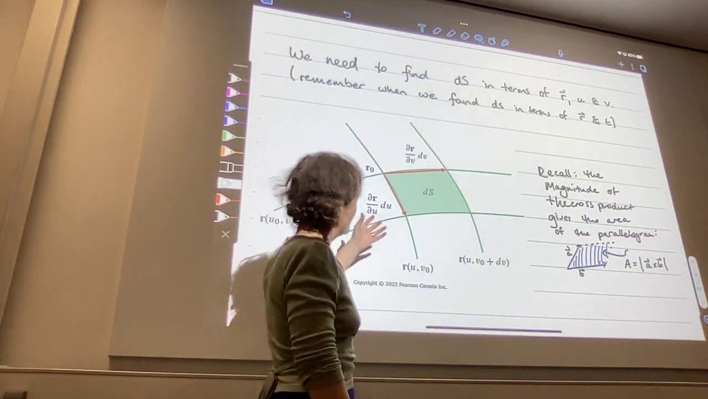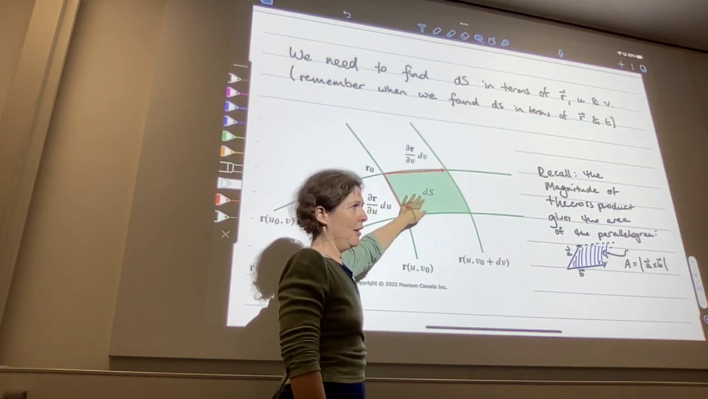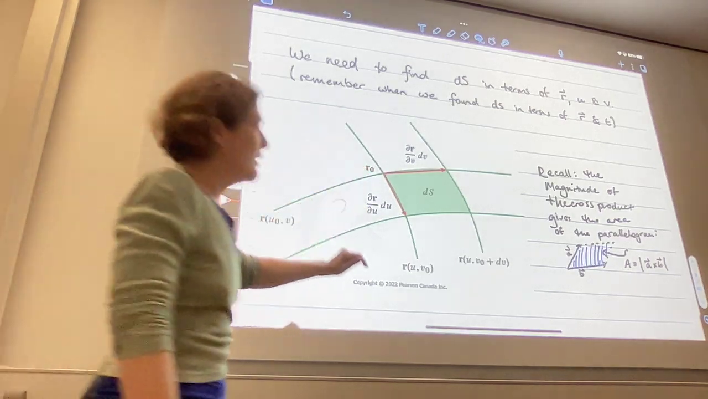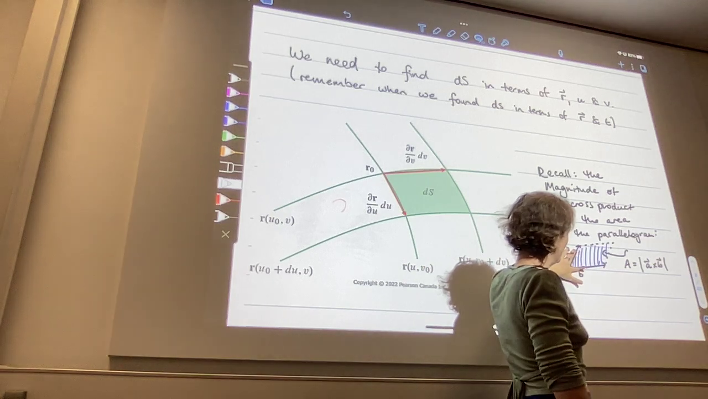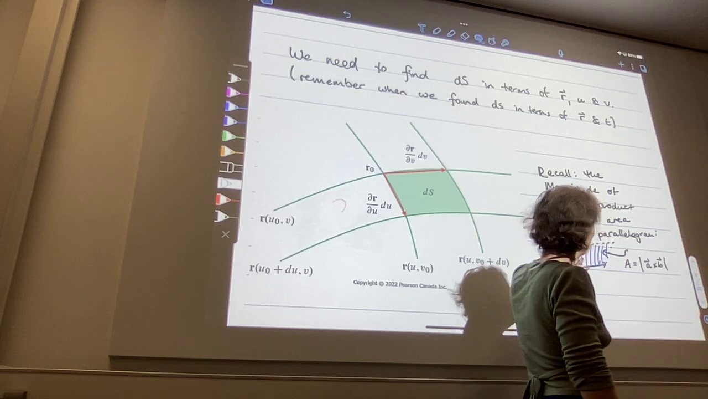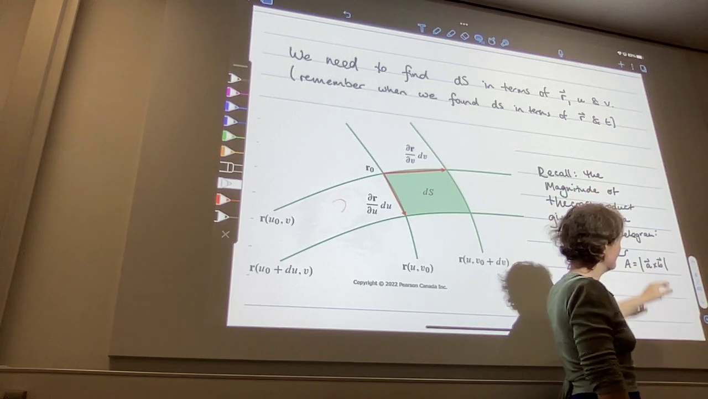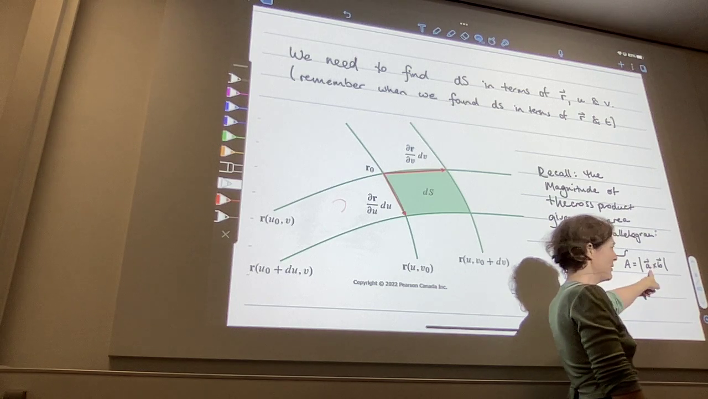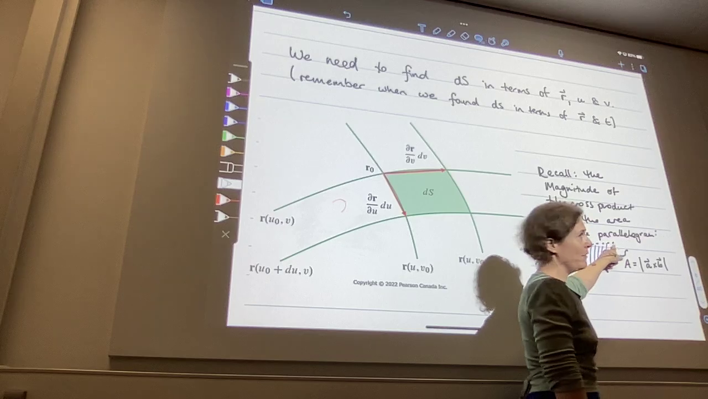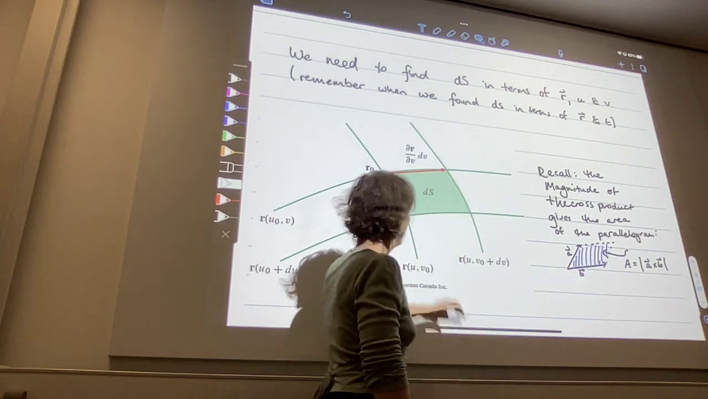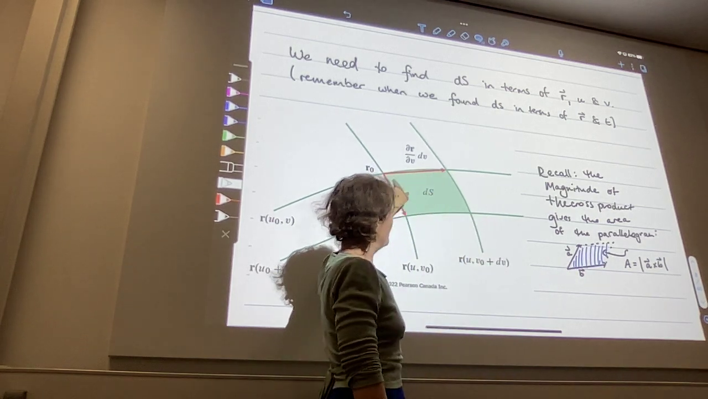But that doesn't really help, because at the moment I still want to know what dS is. Hopefully you remember from linear algebra a very convenient fact: if you have two vectors, then the magnitude of the cross product is the area of the parallelogram formed by those two vectors. Okay. So if we have a vector here and a vector here, then we would know dS.